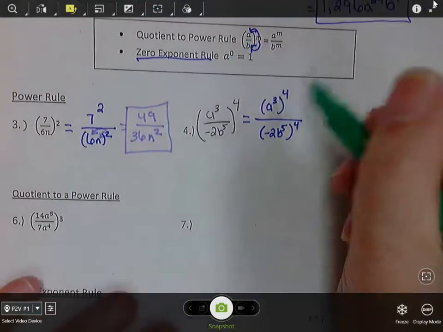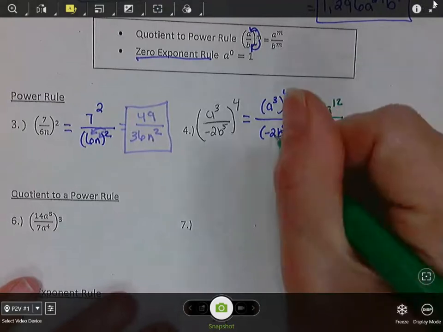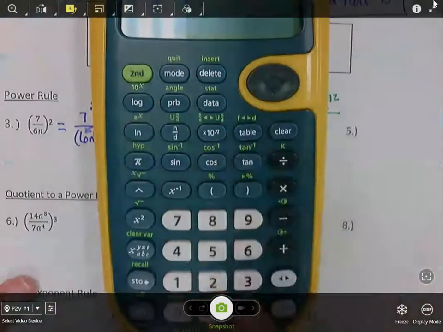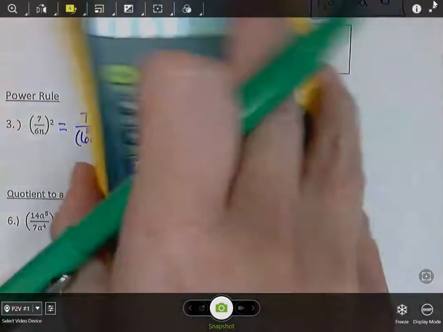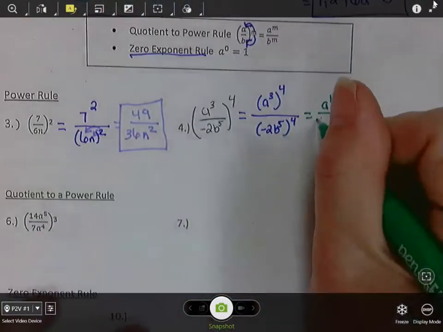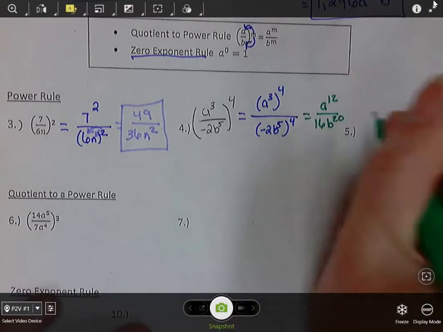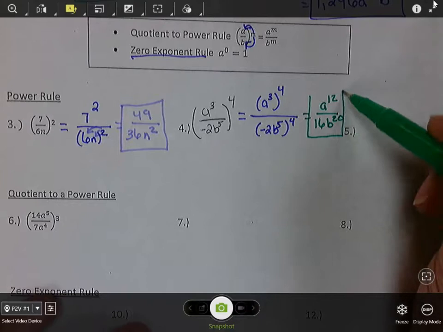A to the third to the fourth power, that's a to the 12th. Okay. Negative 2 to the fourth power, I'm going to do negative 2, close my parentheses, raise it to the fourth power, and I get positive 16. And 5 times 4 is 20, so it's b to the 20th. And there's no numbers for me to reduce, so I'm good to go.